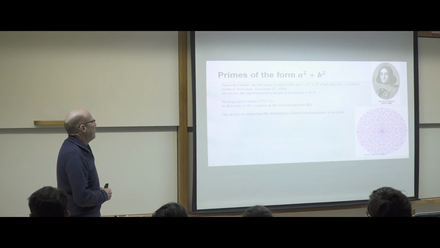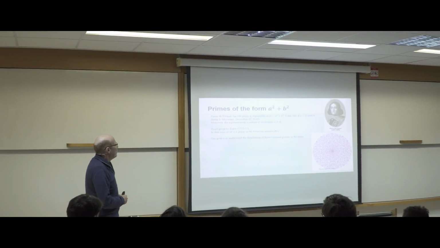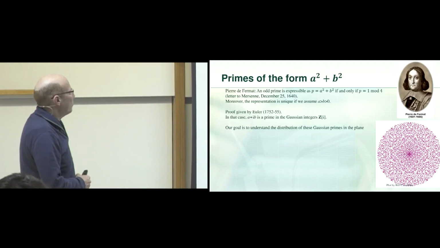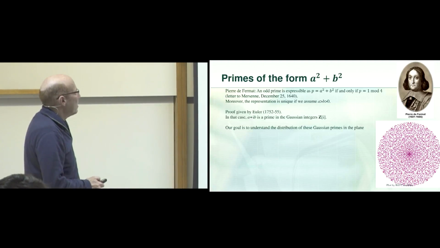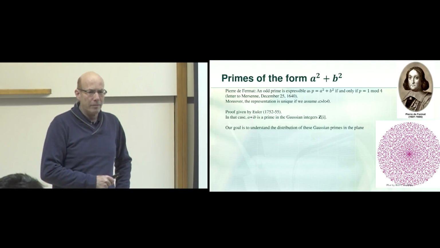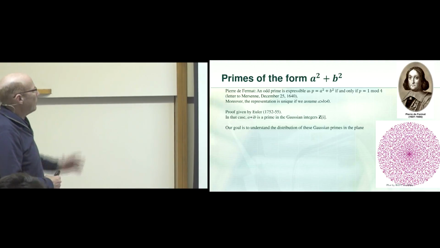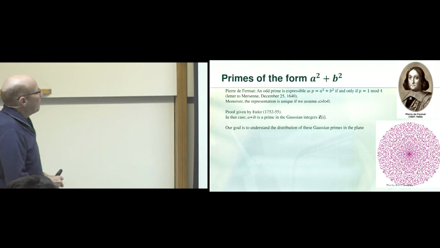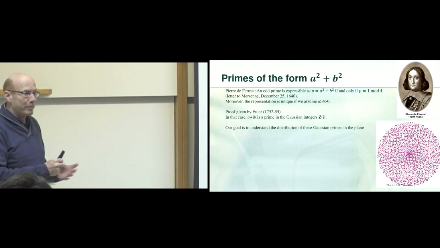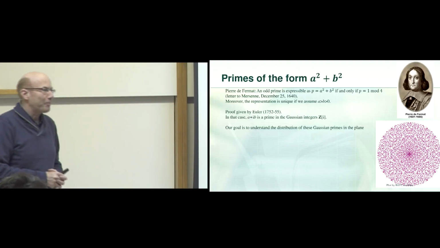And there's an old result of Fermat that says that an odd prime is a sum of two squares, like this, if and only if the prime is 1 modulo 4, so it's very easy to check this. Apparently this was written as a statement in a letter to Mersenne on Christmas Day, 370 years ago or something.